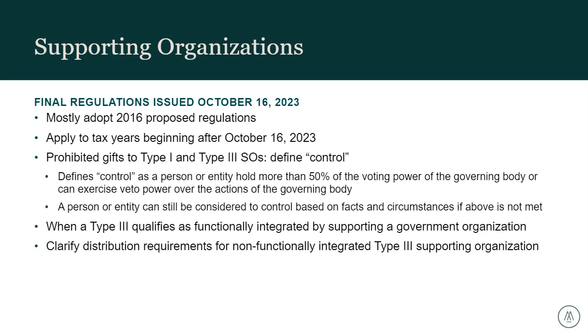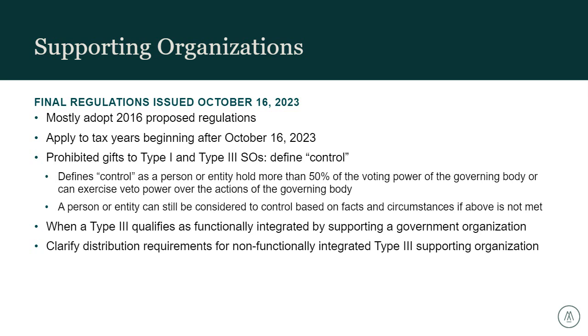There is a prohibition of gifts being given to type 1 or type 3 supporting organizations by individuals that are considered to control them. So the final regulations provided a definition of control. It's essentially a person or entity that holds more than 50% of the voting power of the governing body or can exercise veto power over the actions of the governing body. Just because somebody doesn't have this authority, they can still be considered to have control based on facts and circumstances. An entity in this case does not include a public charity under 509(a)(1), 509(a)(2), or a publicly supported organization under 509(a)(4)? So those are excluded from the definition of control.